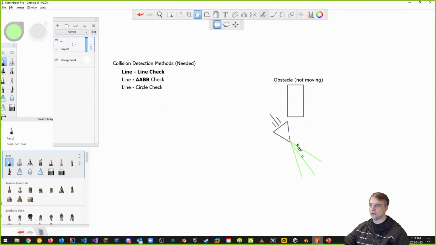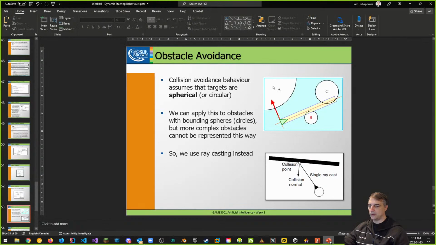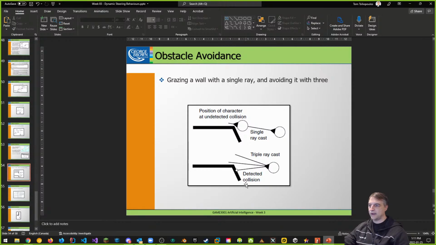So we'll avoid collision using the triple ray system. And there are different configurations of rays that we're going to get back to in a bit. Let's take a look at some of those. Ray casting is pretty cool, but we need to know at least a line collision detection methodology for us to do that. Here is grazing a wall with a single ray. We have an obstacle and a ray that's not colliding, but we're going to graze the wall anyway, because that single ray doesn't give us enough information for us to avoid the wall.